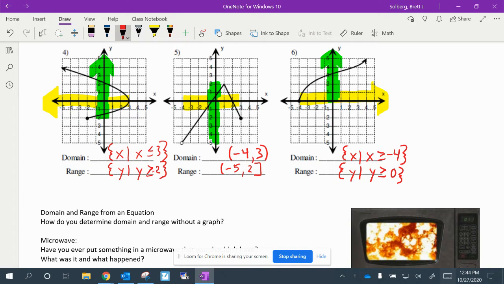With the y's, it goes up, up, up, up, up. So I just need to be greater than or equal to negative 2. That's how you'd write that in set builder notation.